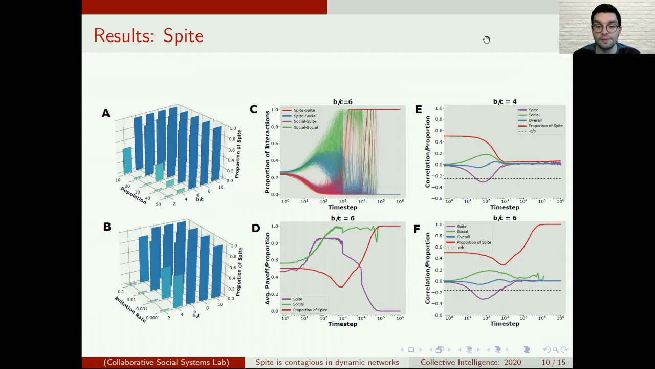Figure D shows the median average payoff for each of the strategy types over time in the model. The purple line shows that spiteful agents are very quickly learning that they want to play other social agents, and other social agents are learning, hey, I want to avoid playing these spiteful agents, and the spiteful payoff eventually plateaus there at the payoff of B.